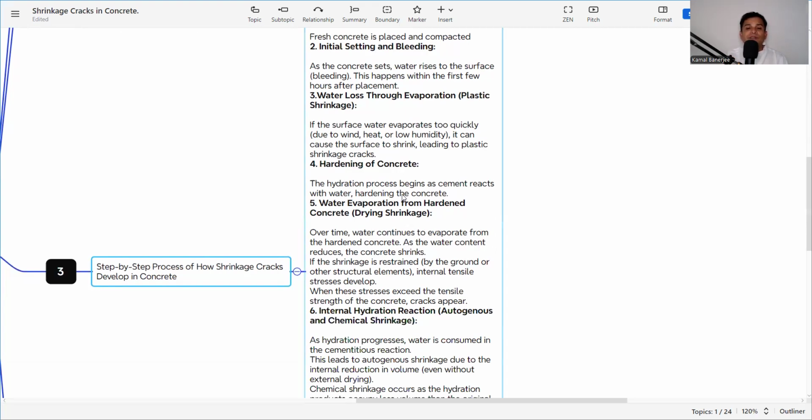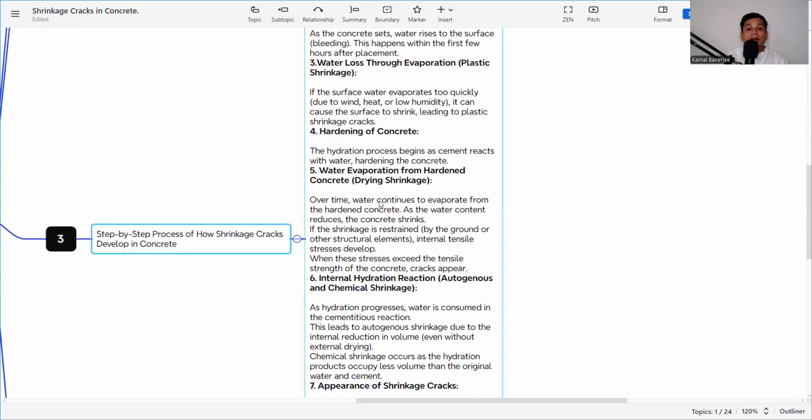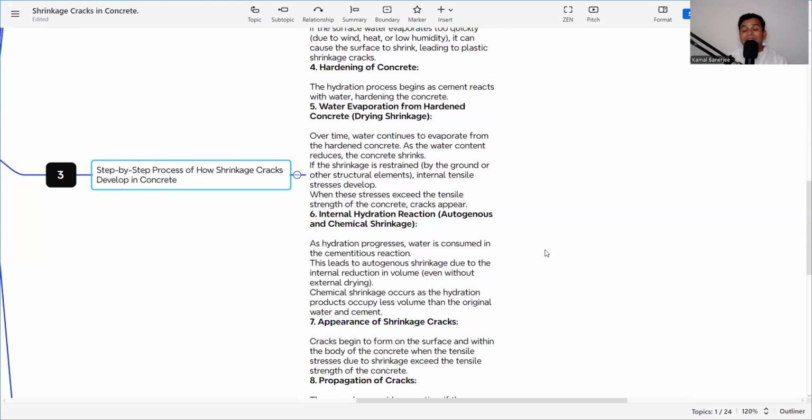The hydration process begins as cement reacts with water, hardening the concrete. As we all know, the cement and water start reacting with each other, and we call it the hydration of the cement. This hydration process gives us the homogeneous, hardened paste that we call concrete. Then water evaporation from hardened concrete: not only from plastic concrete, but from hardened concrete also, moisture can be lost or evaporate.